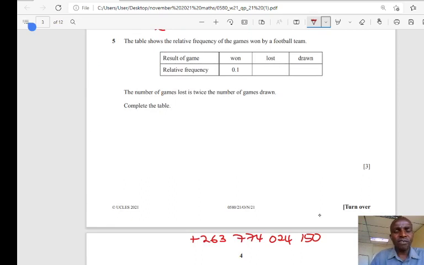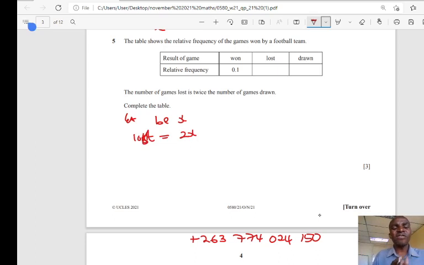Next question, number 5. The table shows the relative frequency of the games won by a football team. The number of games lost is twice the number of games drawn. Complete the table using that information. Here, we are given the number of games lost is twice the number of games drawn. Which means if the number of games drawn is x, let the number of games drawn be x, then the number of games lost is equal to 2 times x, right?